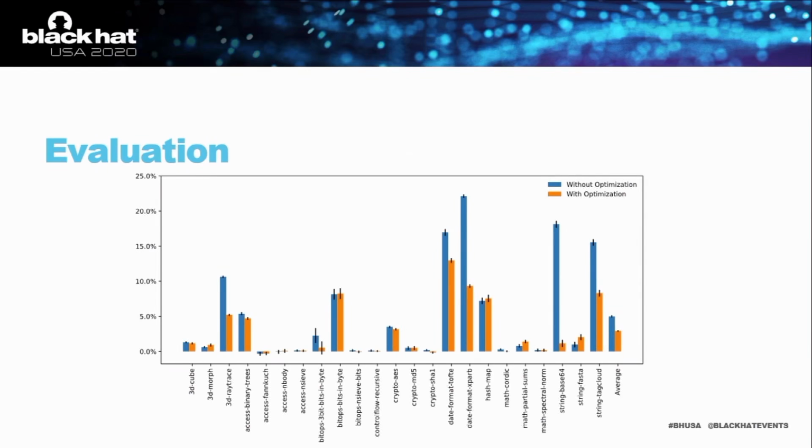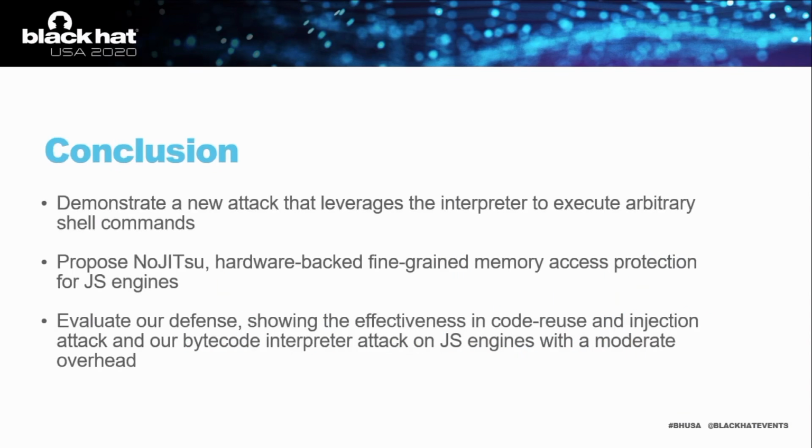Here's the result. The x-axis is benchmarks and the y-axis is overhead induced. The blue bar is our NoJITsu without optimization, and the orange bar is NoJITsu with hoist optimization. As you can see, the average overhead of our defense is 5%, but it is reduced to 3% with our hoist optimization. Our hoist optimization actually widens the write window, but it's negligible. You can check more details about this issue in our paper.